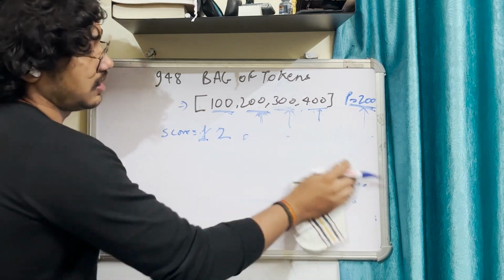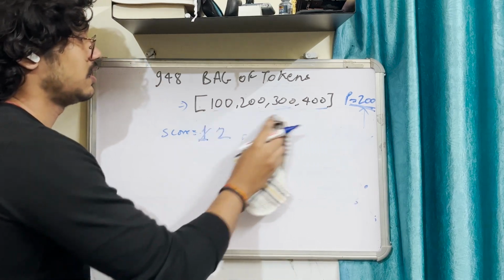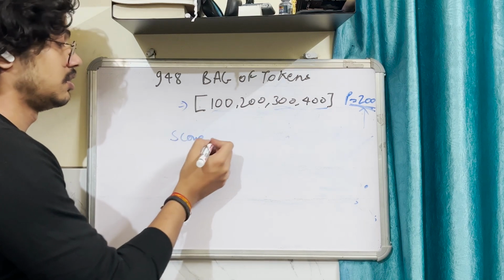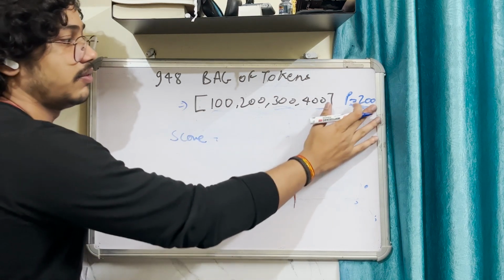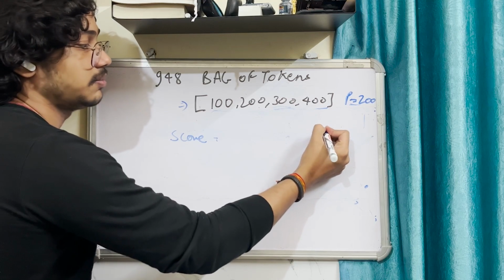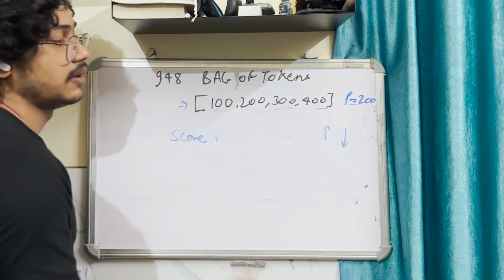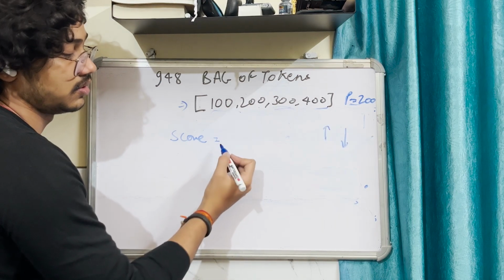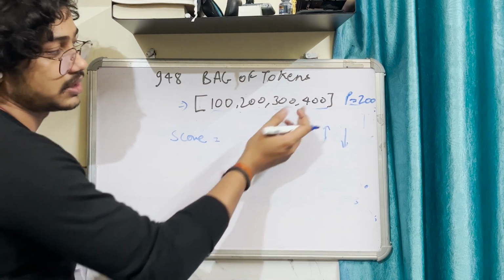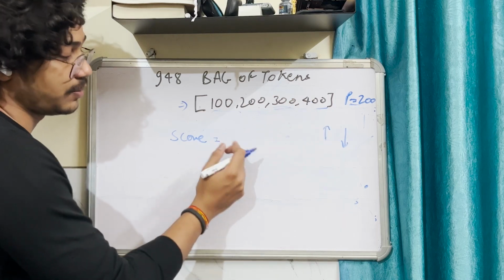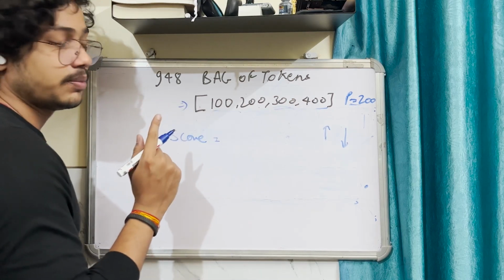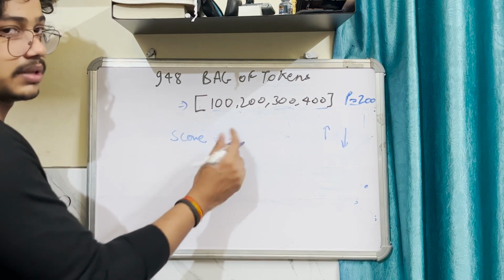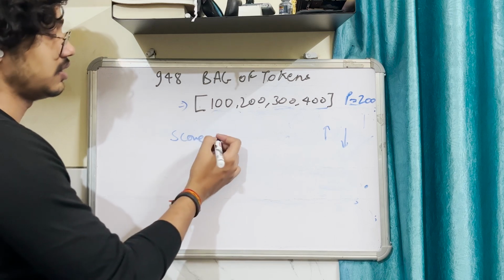I hope you understand something. If you couldn't understand, let me explain. The main crux of the question is that you are given some power and you have to trade it off. You have to face up the value or face down the value. Face up means giving up your power and increasing your score. Face down means getting power and giving up your score. And you can only give up your score if your score is greater than 0.